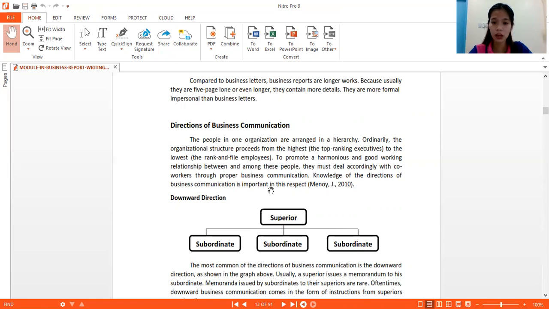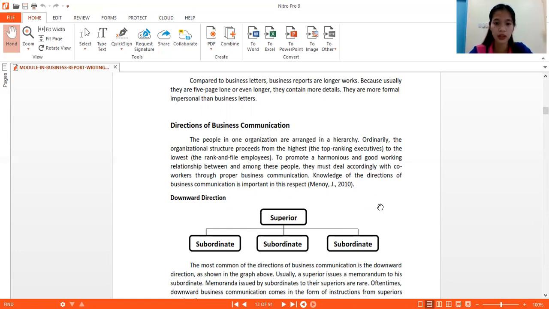So to promote a harmonious and good working relationship between and among these people, they must deal accordingly with co-workers through proper business communication. Knowledge of the directions of business communication is important in this respect, according to Manoy J. 2010. To have a harmonious relationship with your coworkers, aside from spoken communication, you must learn how to write or to compose or to deal with your coworkers with knowing what is the direction of business communication.